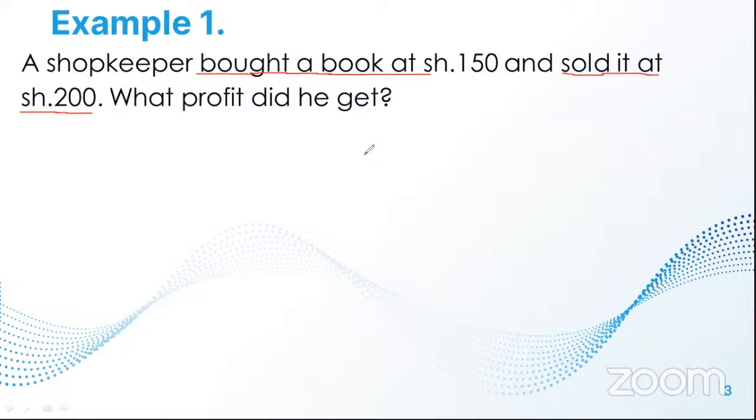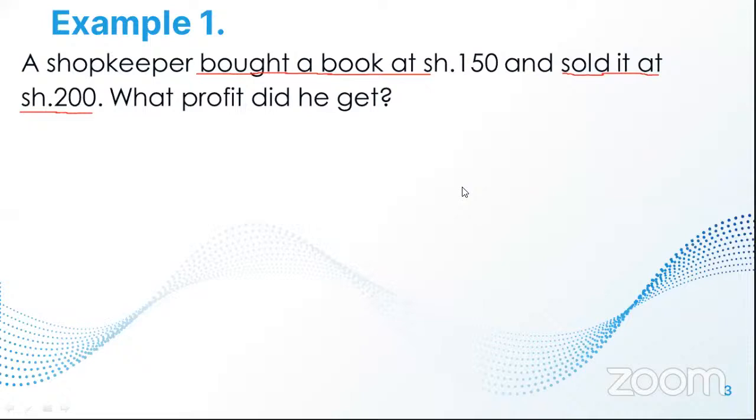Now, remember at the beginning, I told you that we make profit when we sell an item at a price higher than the buying price. Your buying price for this book is 150 shillings and your selling price is 200 shillings. So you can see that the selling price for the book is more than the buying price. That means you have made a profit. So if you are a shopkeeper, that means you are progressing in your business because you have made a profit.